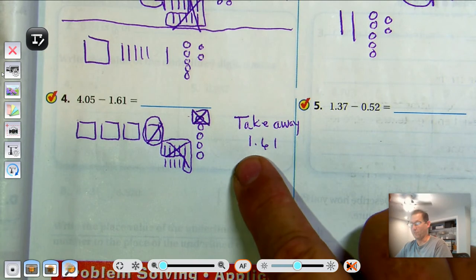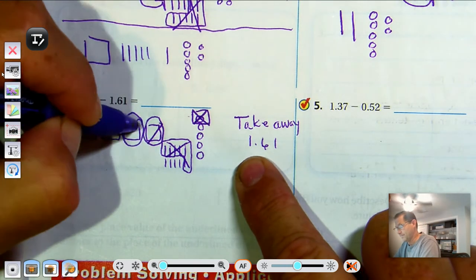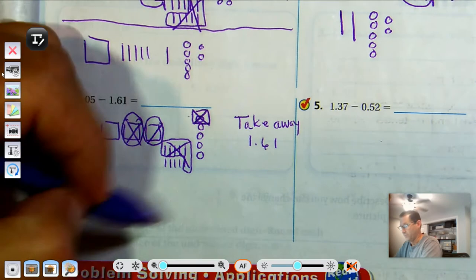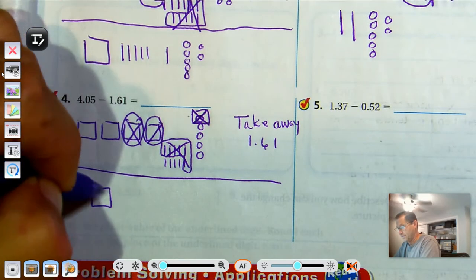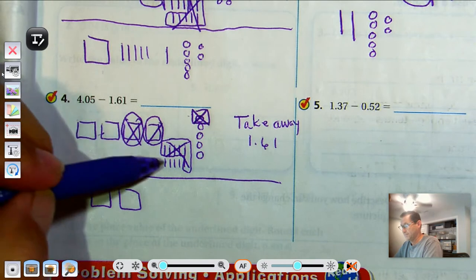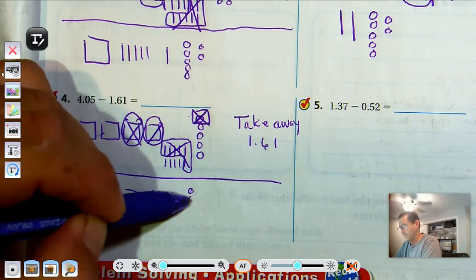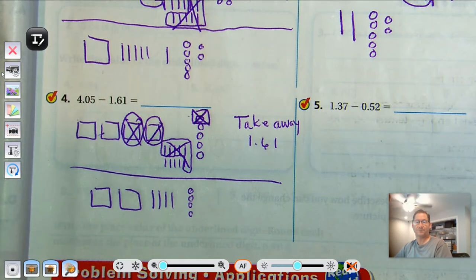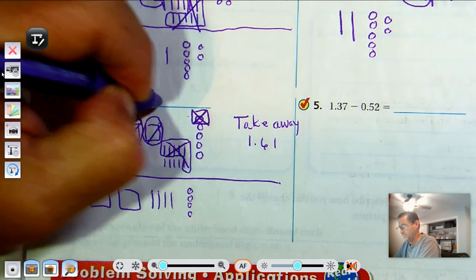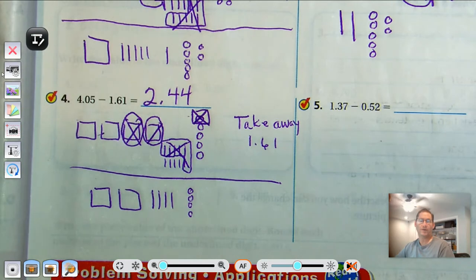And finally, we have to take away 1/1. All right, so what are we left with? We're left with 2 ones, 4/10, and 4 hundredths. So we have 2 and 44 hundredths.